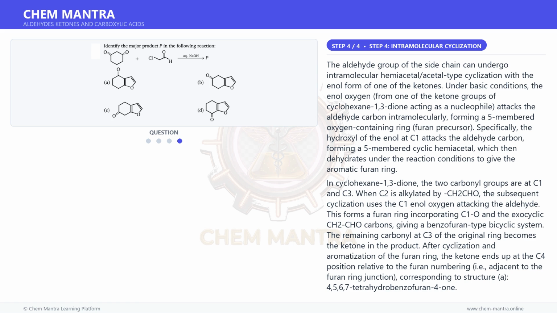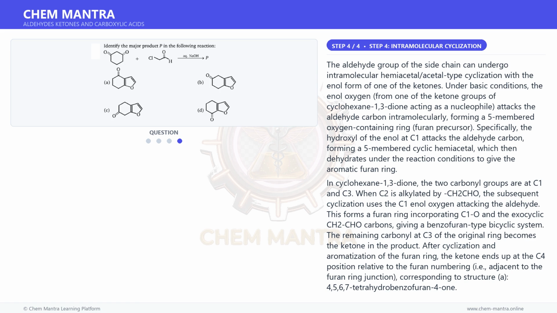This forms a furan ring incorporating C1-O and the exocyclic CH2CHO carbons, giving a benzofuran-type bicyclic system. The remaining carbonyl at C3 of the original ring becomes the ketone in the product. After cyclization and aromatization of the furan ring, the ketone ends up at the C4 position relative to the furan numbering, adjacent to the furan ring junction, corresponding to structure A, 4,5,6,7-tetrahydrobenzofuran-4-one.